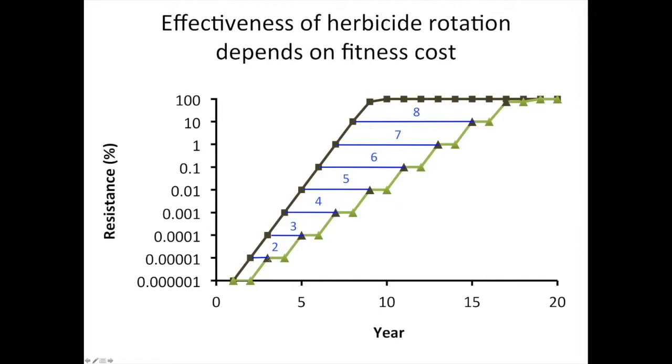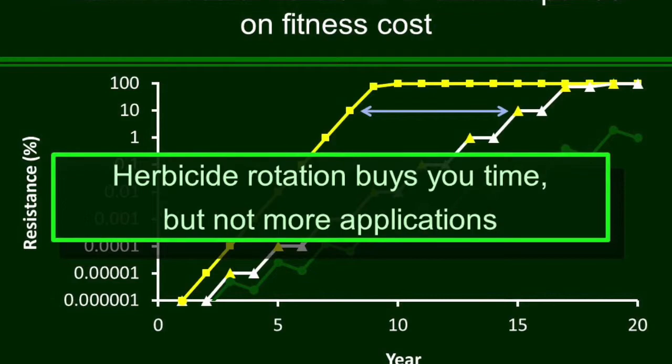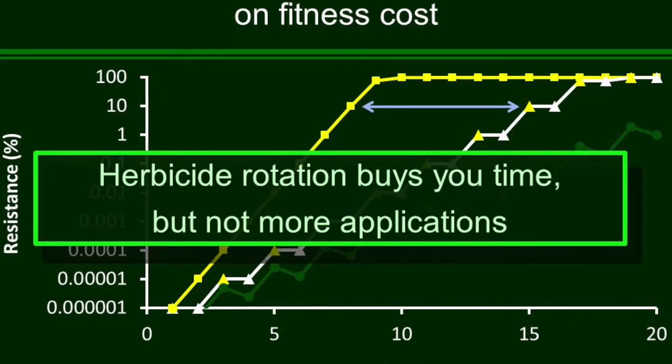And then in theory, when we rotate away, because there's no fitness cost, that resistance frequency doesn't go down. It just stays the same. Then we come back and use herbicide A again, it jumps up again. We rotate, it stays the same. We use it again, it jumps up again. So the point I want to make, if you look up here at the eighth application: after 8 applications of using herbicide A continuously, we'd have 10% resistance under this scenario. If we use herbicide A in rotation every other year, after 8 applications, we still have 10% resistance. So this graph really shows that by rotating herbicides, you buy time because you can use it for more years, but you're still only getting to use herbicide A 8 times and you're at the same frequency. So herbicide rotation buys time, but it doesn't buy you applications. Whether you use herbicide A continuously or in rotation, you can use it about 8 times if there's no fitness cost.